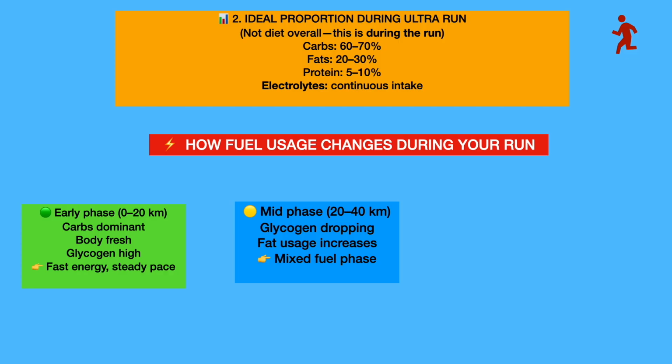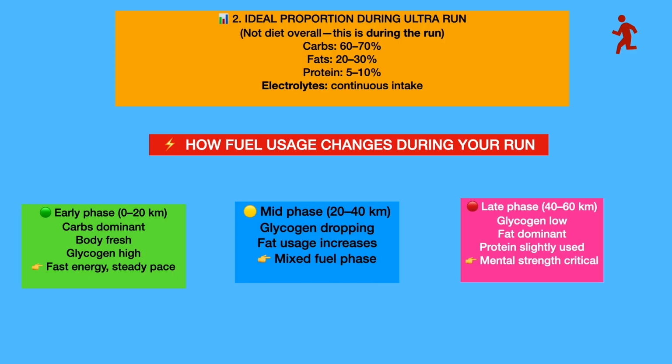In the late phase, that is 40 to 60 kilometers, glycogen is very low or completely depleted. The body will use fat mainly and a little protein. During this stage, you rely heavily on mental strength.